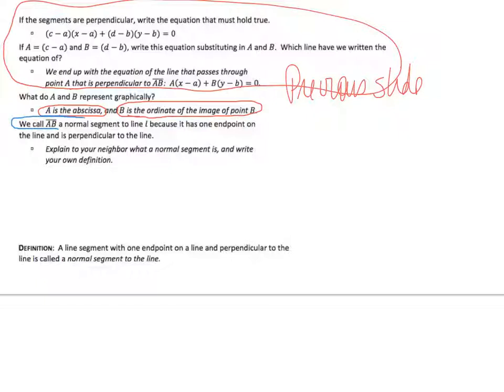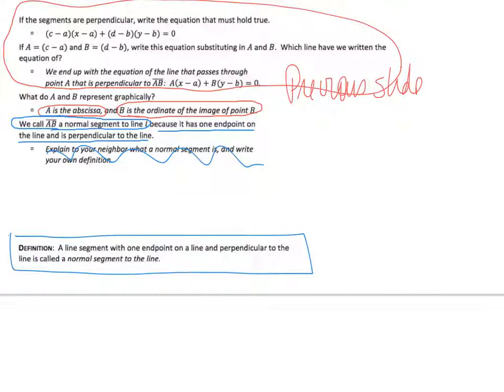We call segment AB a normal segment to line L because it has one endpoint on the line and is perpendicular to the line. This is something we're going to have to remember. Normal. So we have a definition here. A line segment with one endpoint on a line and perpendicular to the line is called a normal segment to the line. All right, the rest of the lesson's pretty simple. That was sort of the hardest thing, right?